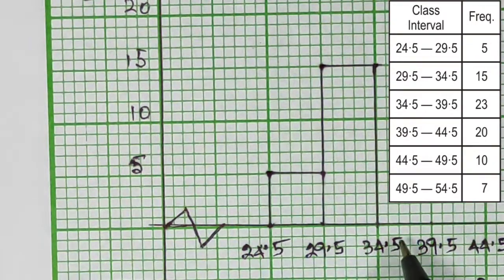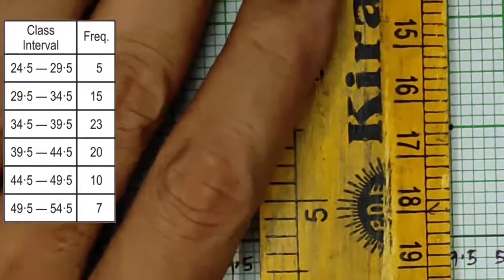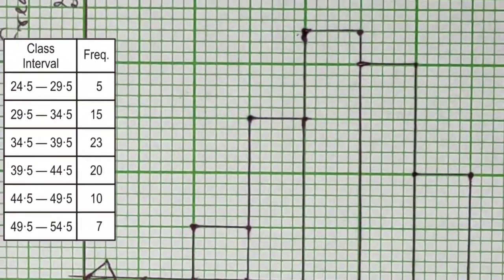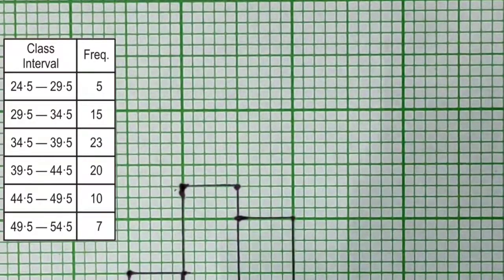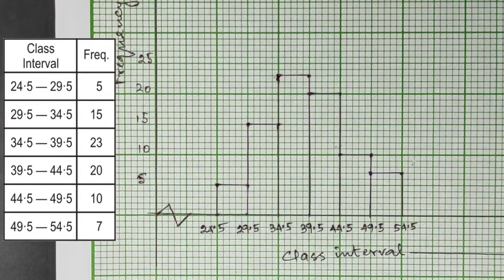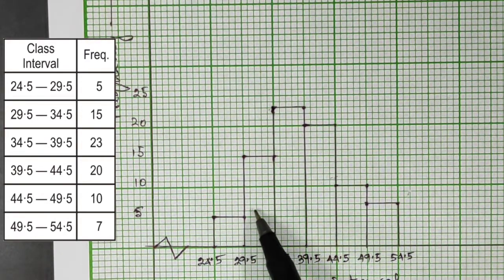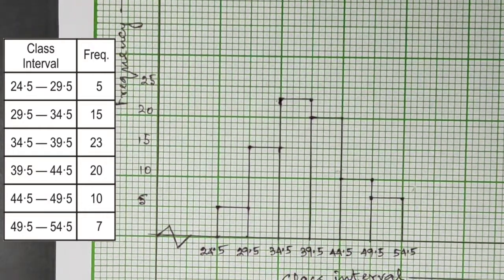So, similarly we can draw all the bars. Let's do. See, this is the entire histogram. Here again you can fill in the different parts with different colors. I am showing you how it would look.